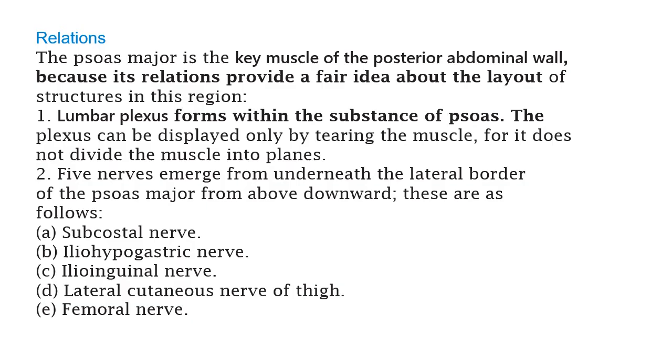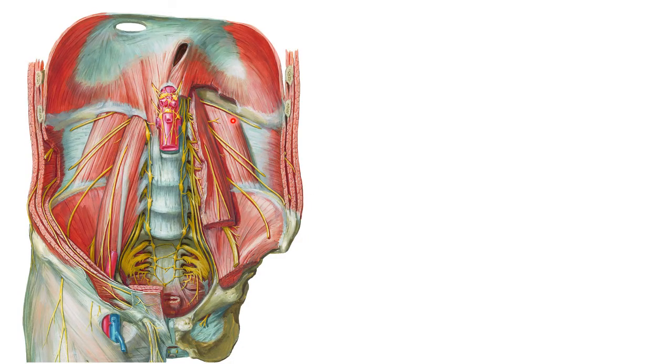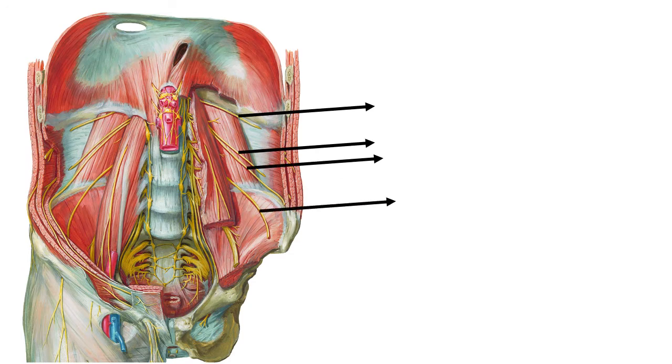Let us see all the five structures. So in this picture, you can identify this subcostal nerve, iliohypogastric over here, ilioinguinal, then this is the lateral femoral cutaneous nerve, and here you can identify the femoral nerve. So from above downwards: subcostal, iliohypogastric, ilioinguinal, lateral femoral cutaneous nerve, and the femoral nerve. So these are all the five nerves which are coming from behind the psoas major.